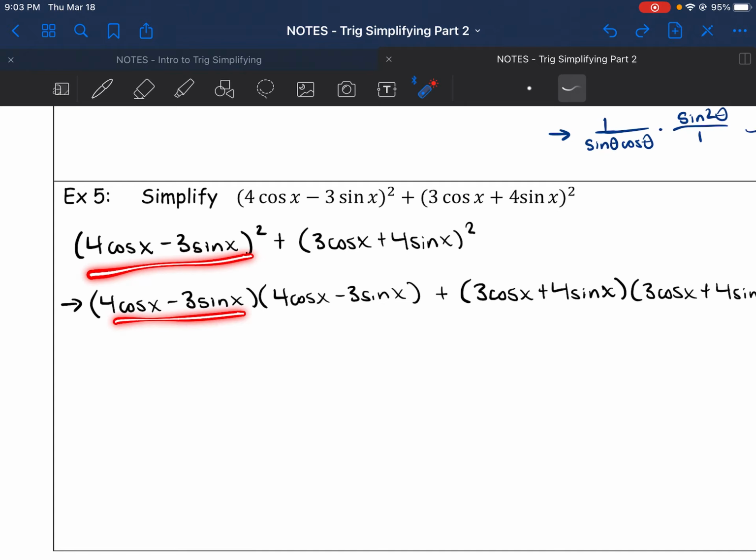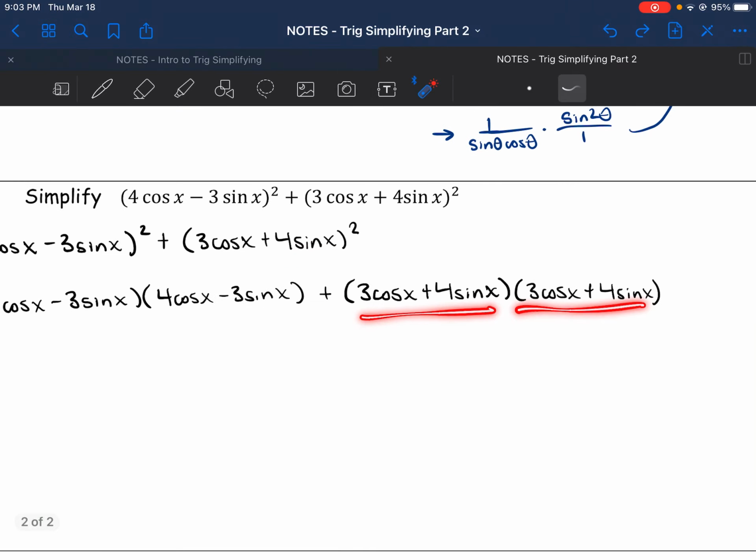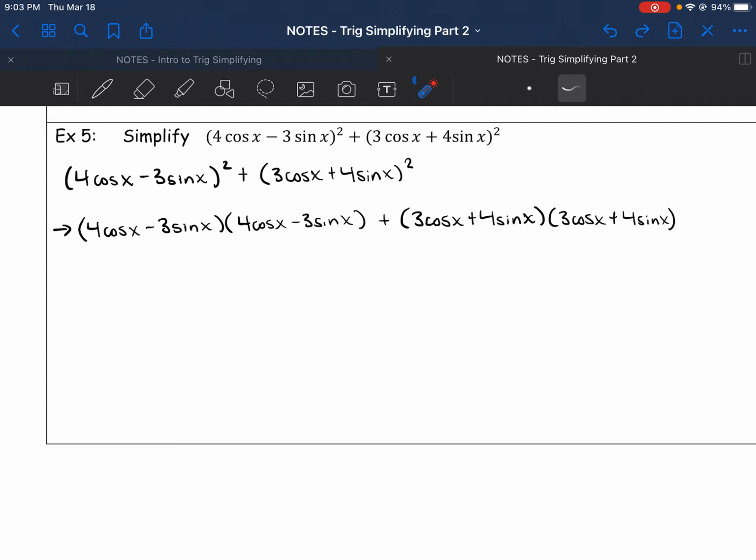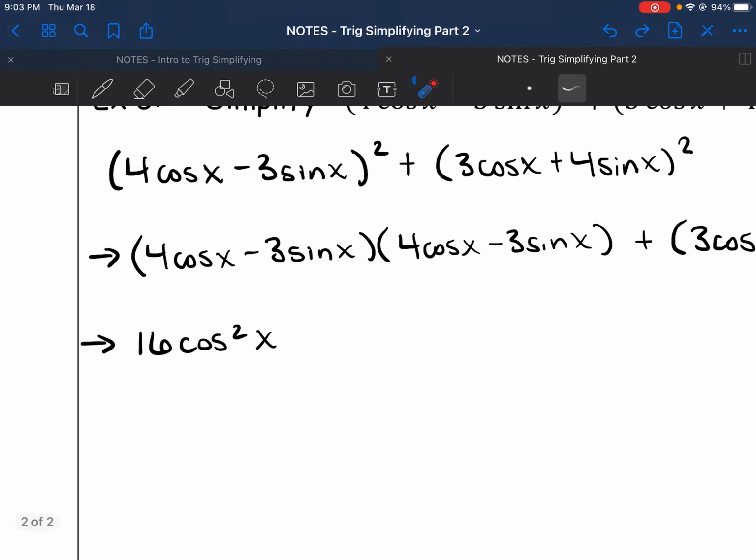So here's this term times itself plus this term times itself. And let's start this algebraic process of foiling these expressions. So first thing I'm going to get, and I'm looking at this chunk first, is 16 cosine squared x, because it's 4 cosine x times 4 cosine x. So of course the 4 times 4 gives us the 16. The cosine x times cosine x gives us cosine squared x. So that was first times first.